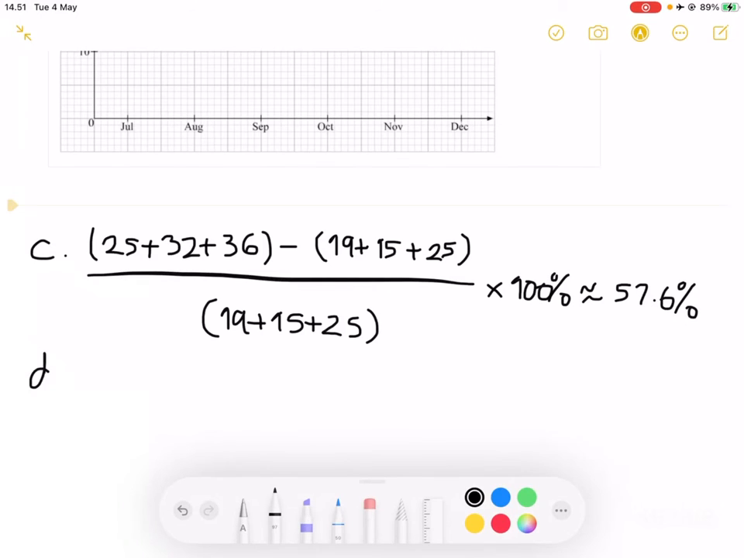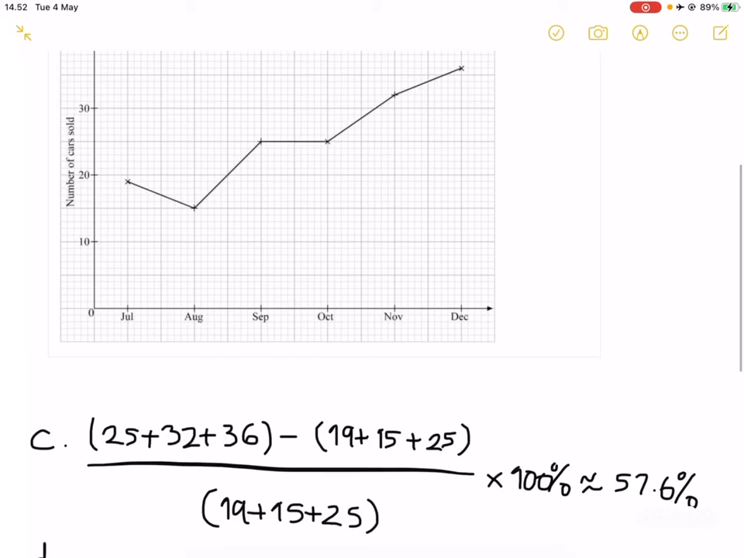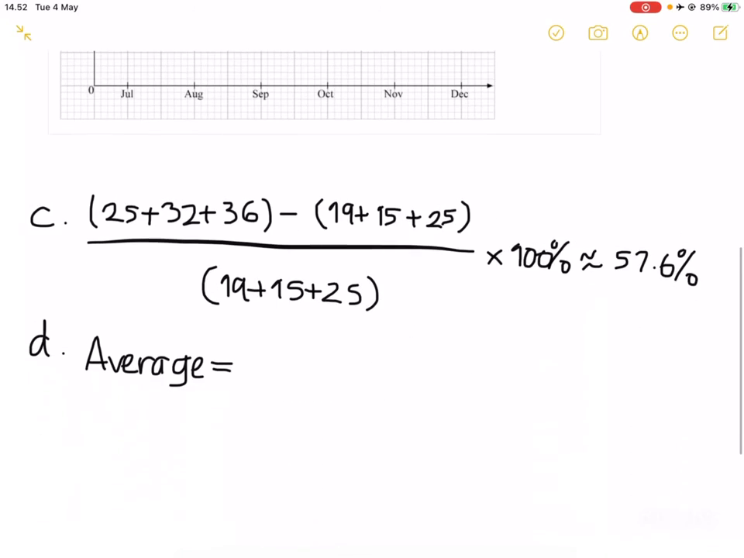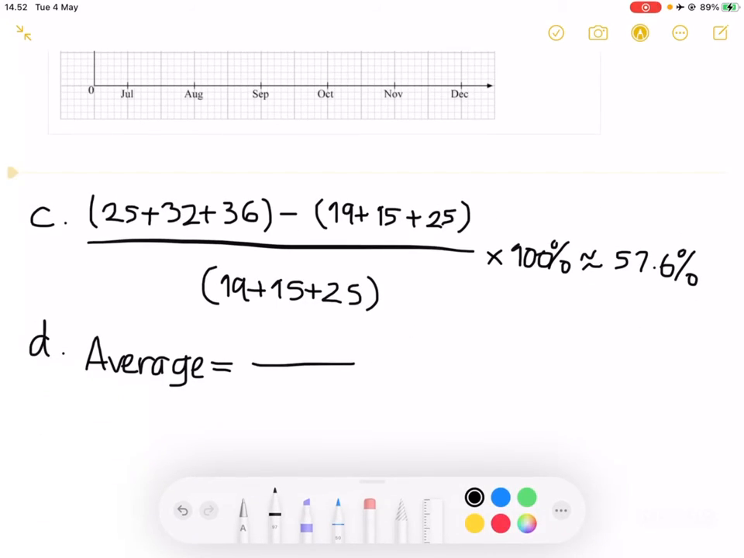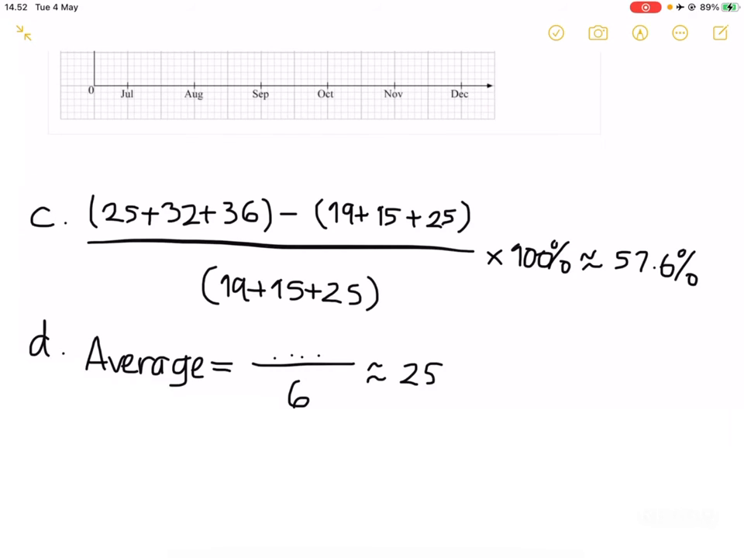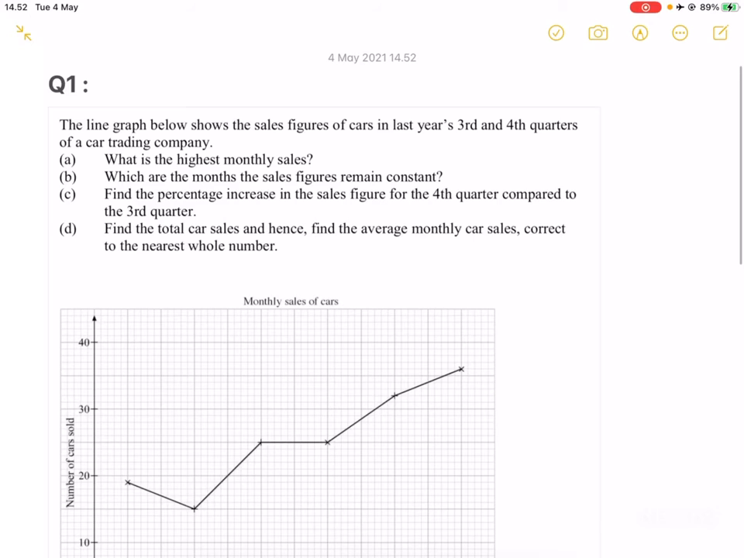And then after that, you can use the formula for the average, which is the sum of the frequencies divided by the number of data. So the sum of the frequencies, I'll just leave that for you guys, over the number of data or the number of frequencies, which will be 6. And theoretically, you should end up with approximately equal to 25, correct to the nearest whole number, as stated in the question. Alright, so that's question 1.